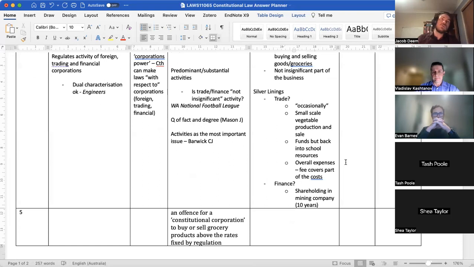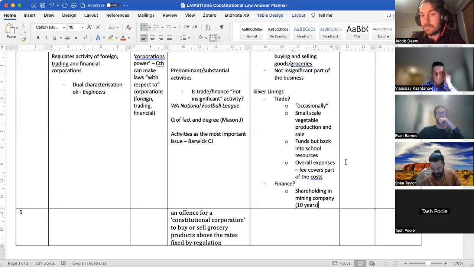Yep. So there was still discussion in that case around some of the ideas around whether a corporation is a trading corporation or not, and these ideas around substance and not insignificant being relevant to the discussions around finance as well. But I think you're very right to invoke State Superannuation Board in this context as well. Absolutely. Shia, what did you want to ask?